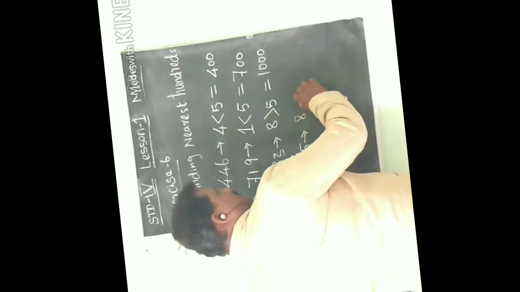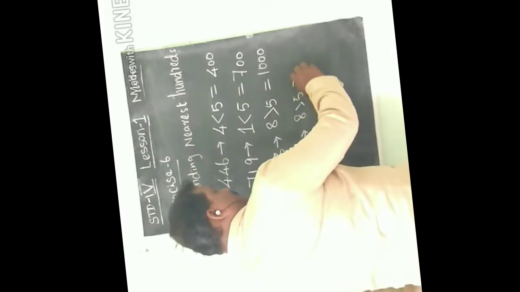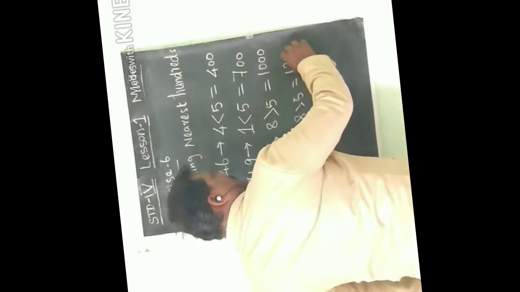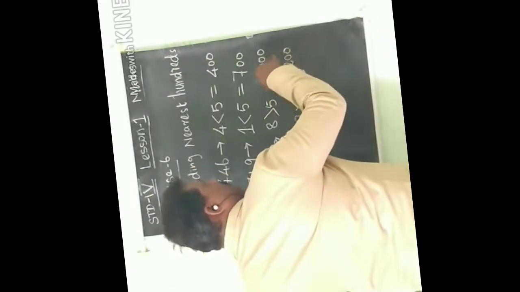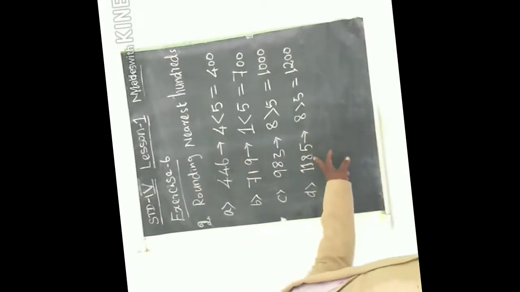Okay. Then next, ones, tens, 100. So nearest 100 is 8. Again the same, 8 is greater than 5, the same condition here. When we round up, 1200. 1200, okay. So 1185, when we round up, we get 1200.